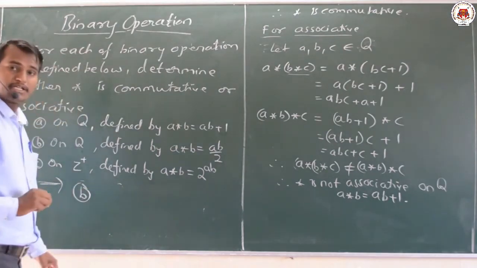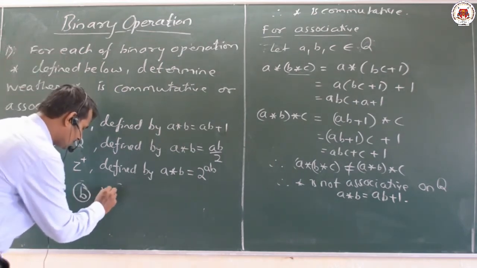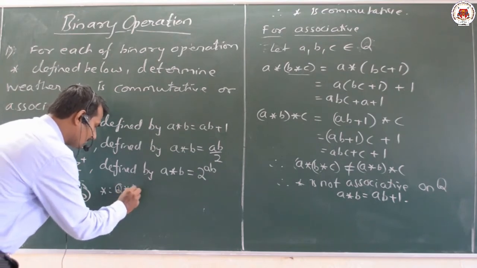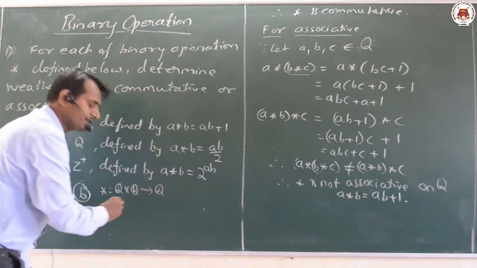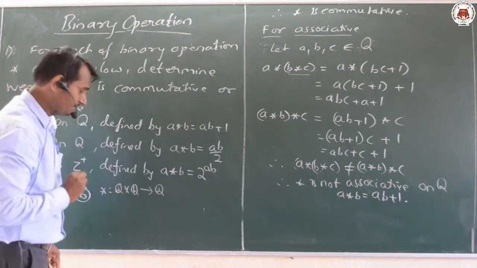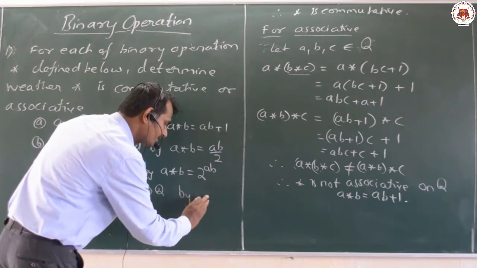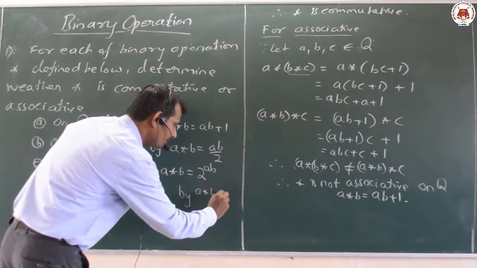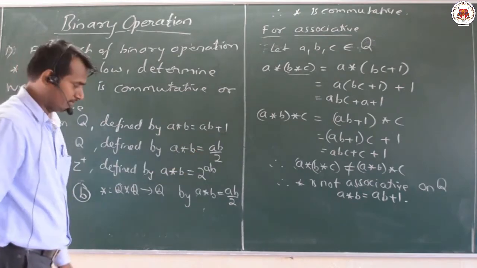Now what we have here is the B part. What is there in this B part? First of all, star from Q cross Q to Q. That is nothing but the binary operation that we are defining. How are we defining it? A star B equal to AB by 2.